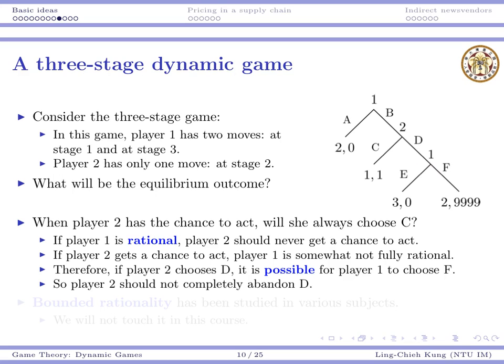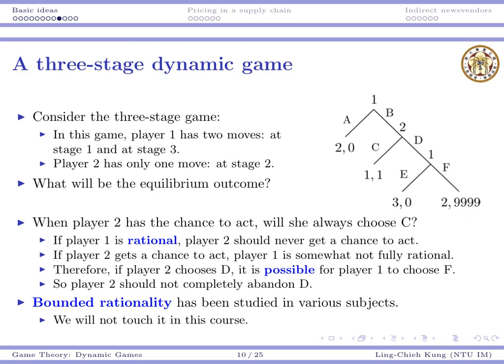As player 2, if I really get a chance to move, I either choose C to win $1 for sure, or I choose D and try to really be lucky so that player 1 chooses F. So I probably can bet on player 1's bounded rationality for me to get so much money.